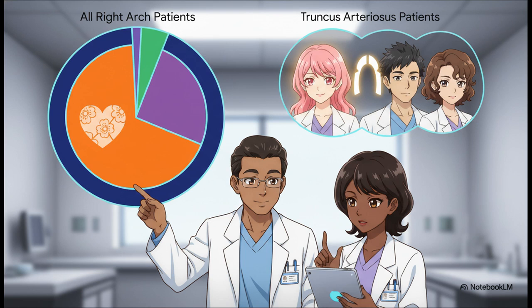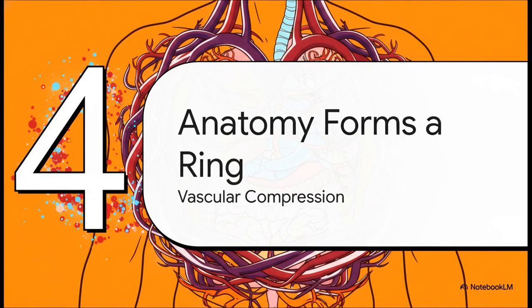Well, while TOF is just a more common disease overall, if you have a patient with truncus arteriosus, there's a staggering 1 in 3 chance they have a right arch. That's a massive association. Super important distinction. So what happens when this weird anatomy creates a real physical problem? Because these aren't just lines on a diagram.